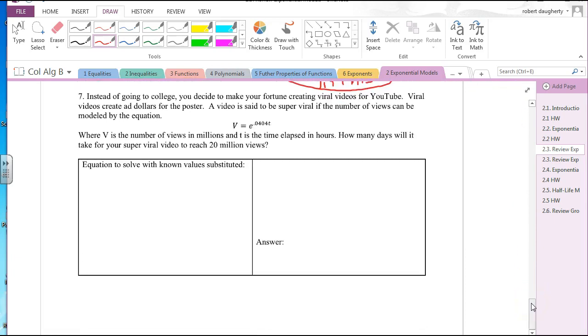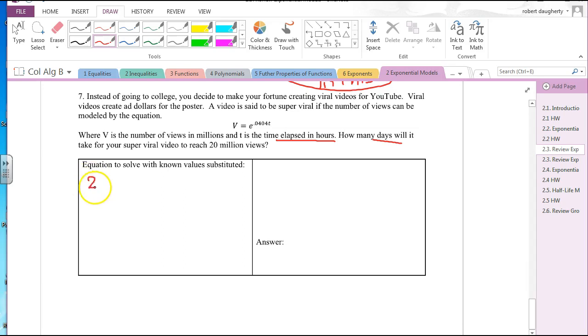Instead of going to college, you decide to make your fortune creating viral math videos for YouTube. Viral videos create ad dollars for the poster. A video is said to be super viral if the number of views can be modeled by this equation, where V is the number of views in millions and t is the time lapse. How many days will it take for your super viral video to reach 20 million? Okay, so here are key things. My formula is in hours and they're asking me about days. Okay, so I'm gonna have to do some kind of conversion.